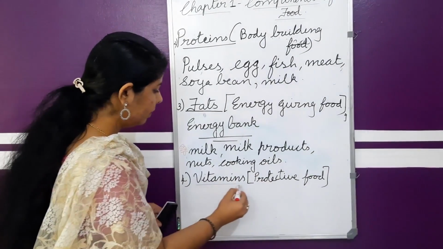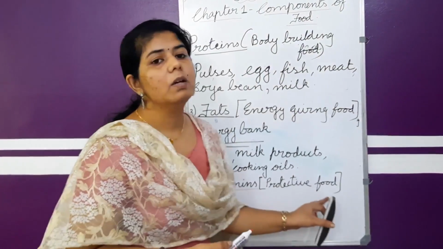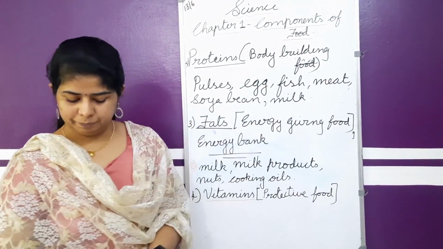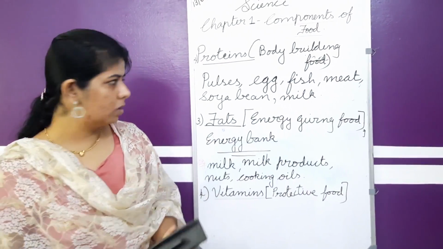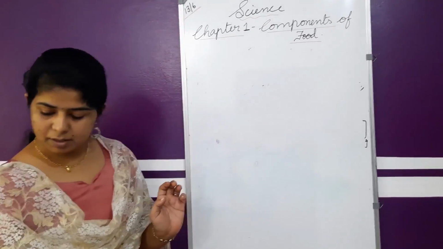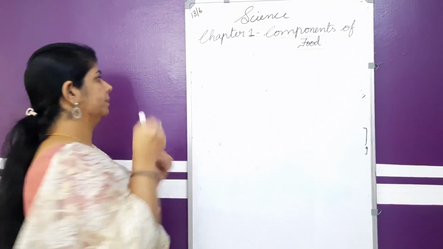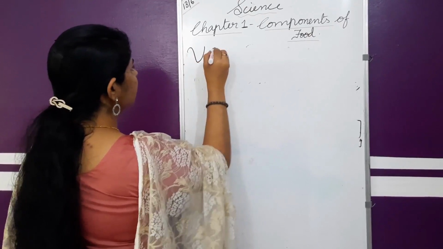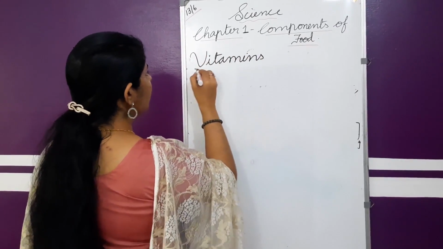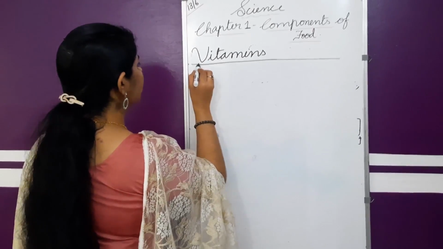Then we have vitamins and minerals together. Here I have written vitamins which protect against the diseases. Shall I rub the board till here? Because we have to tell in detail about the vitamins. So the next one is vitamins. Yes, so now we are going to divide the vitamins.